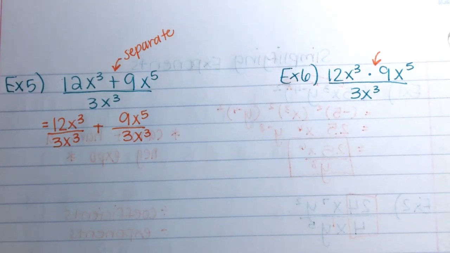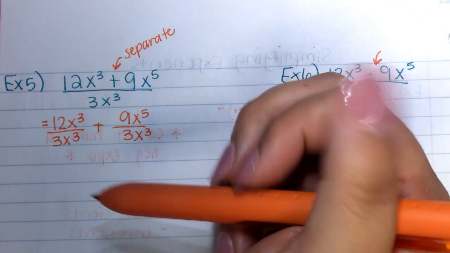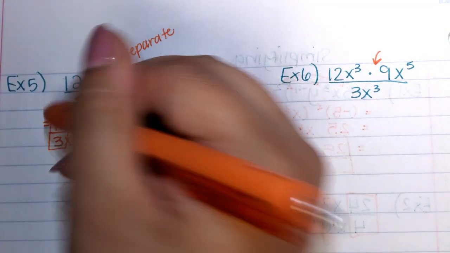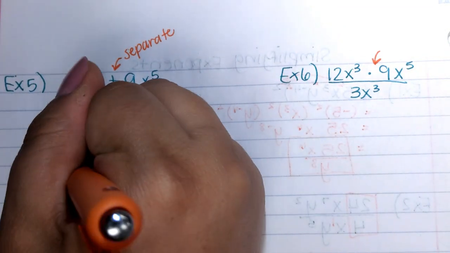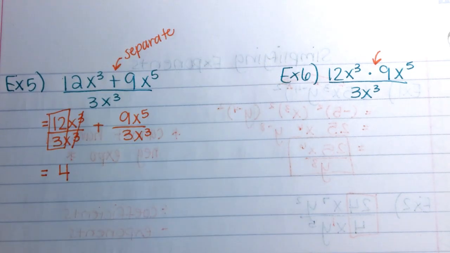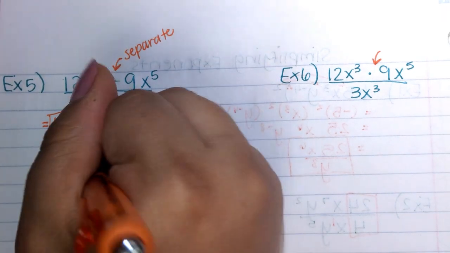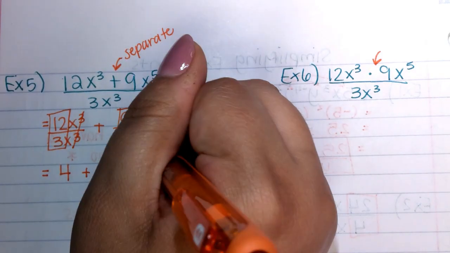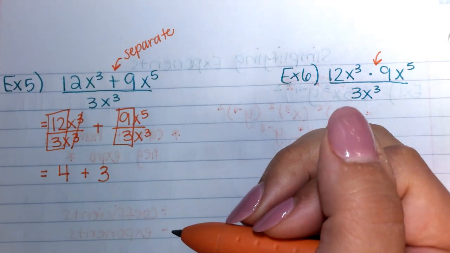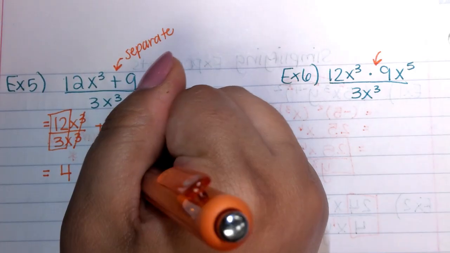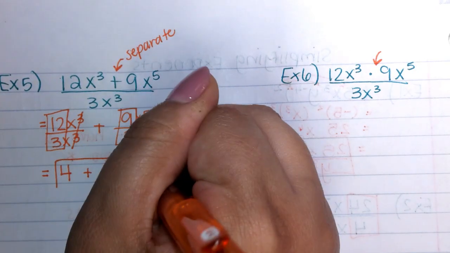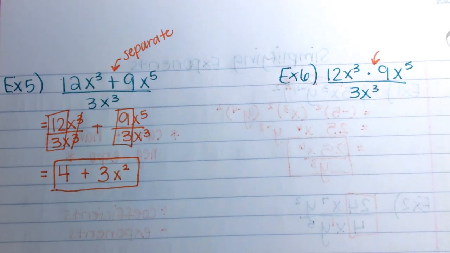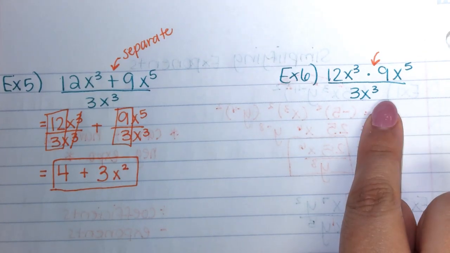What do I do now? Divide. What is 12 divided by 3? 4. And what happens to x cubed over x cubed? What is 9 divided by 3? What's x to the 5th over x cubed? And that's your final answer. Did y'all get that? Okay. What about this one right here?